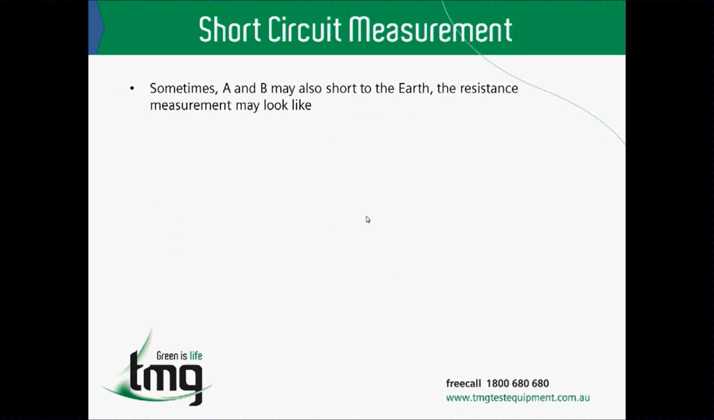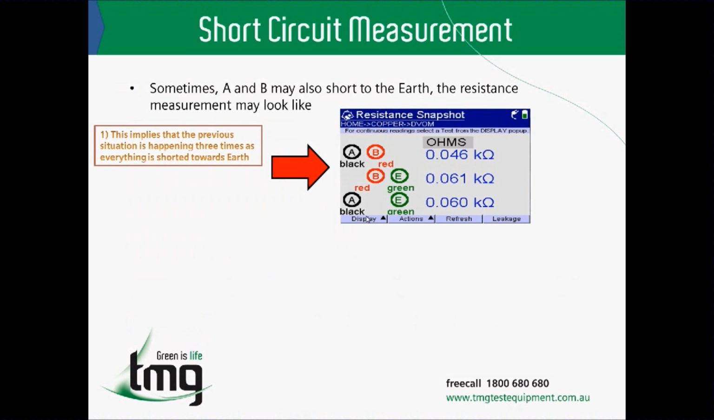Then the resistance measurement will look like this. That is, if we see the next picture, the A to B should be 0.046 kilo ohms. B to ground should be 0.061 and tip to ground should be 0.06 kilo ohms. This implies that the previous situation is happening 3 times, as everything is shorted towards the earth. Both leg A and B are short-circuited to earth. Expected values are less than 3.5 megaohms, as we previously said.